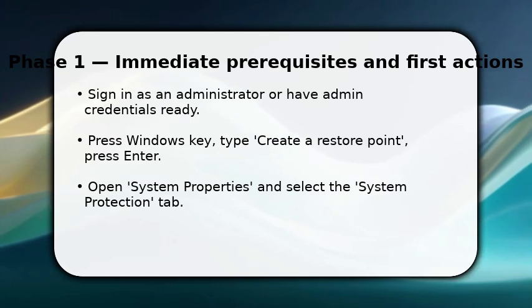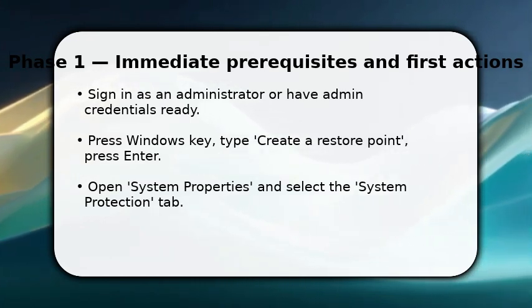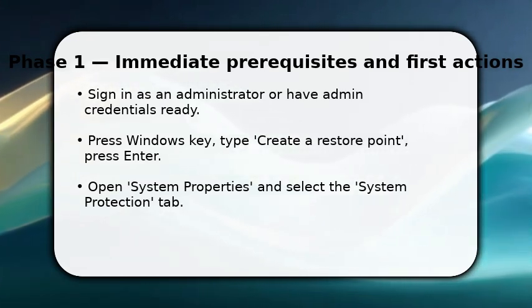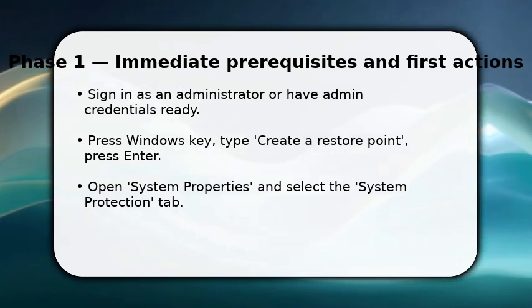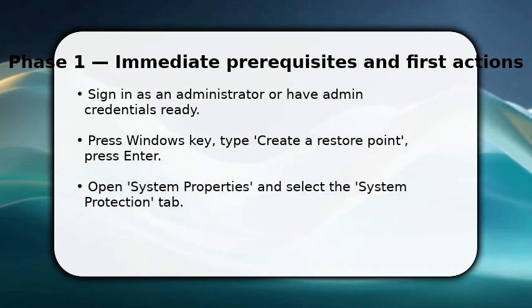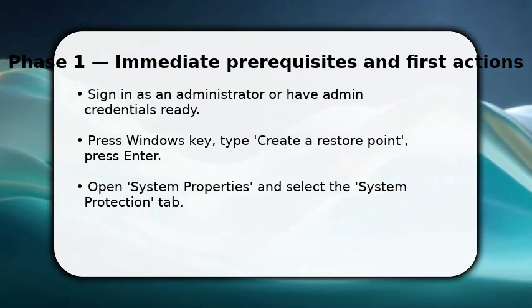Enjoy the video. You need admin rights. Once signed in, act now. Press the Windows key, type Create a Restore Point, and hit Enter to open System Properties. Make sure you are on the System Protection tab. This is where Windows lists drives and protection status.